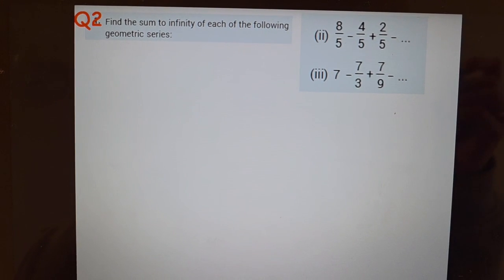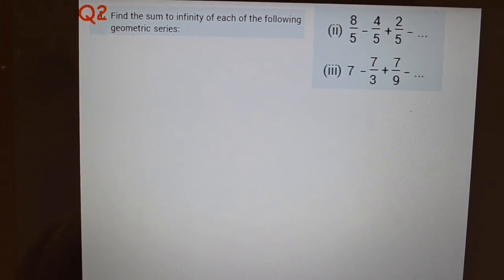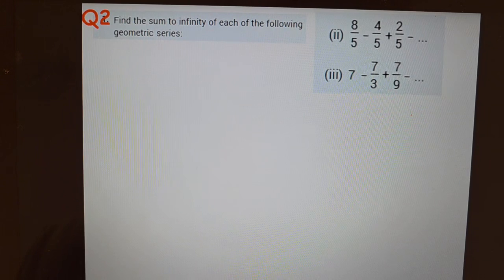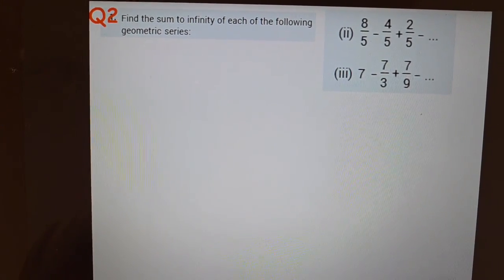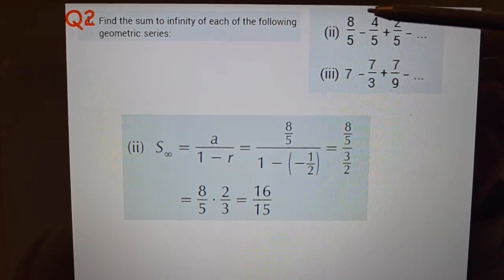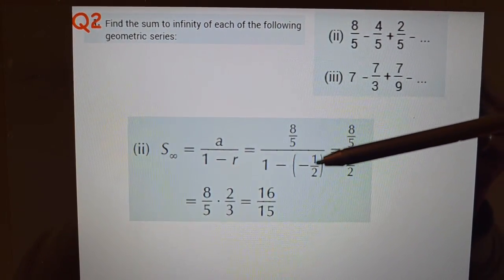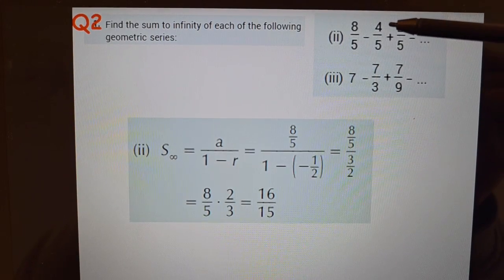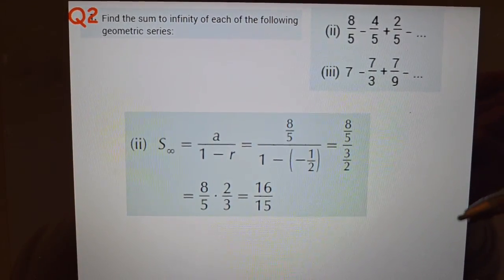Question 2, find the sum to infinity of each of these. Again, get your common ratio and get your value of A. A in the first one is 8/5. Your common ratio is -1/2. So again, term 2 divided by term 1 will give you -1/2. Or you could check term 3 divided by term 2, you'll get -1/2.